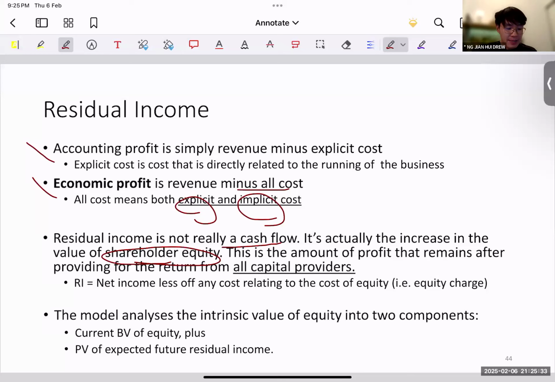Okay, residual income is the net income less any cost relating to the cost of equity. So this is actually termed equity charge, right? So cost of equity is called equity charge. So the residual income model consists of two parts.